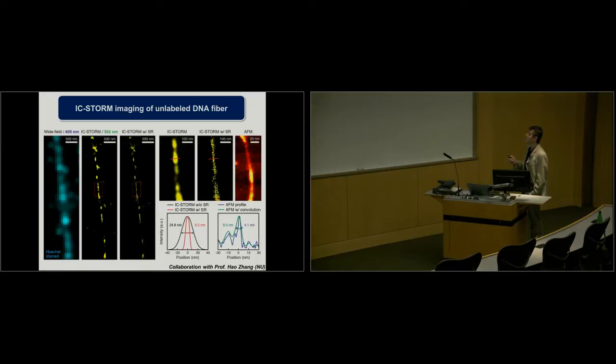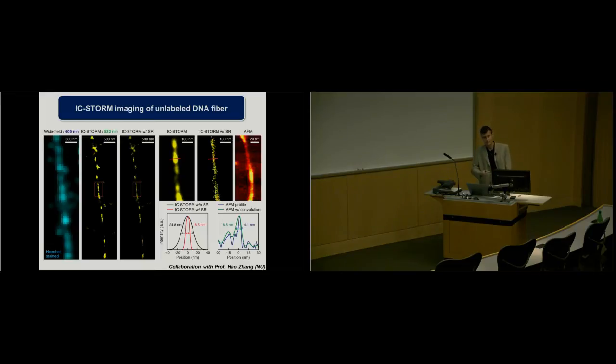This is the IsoStorm image. You can see very, very fine details, which otherwise you would not be able to see using conventional fluorescent microscopy. That's the principle of super resolution. And in this case, you don't have to use any labels at all. This is a magnified view, and in this case, the resolution is about 6 nanometers.